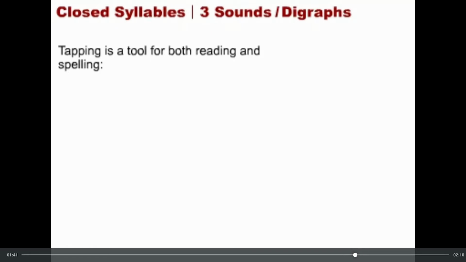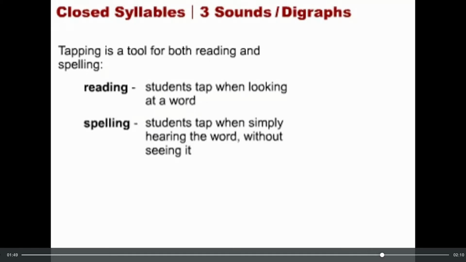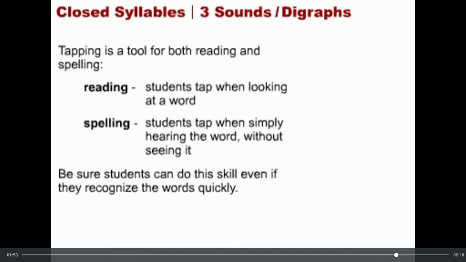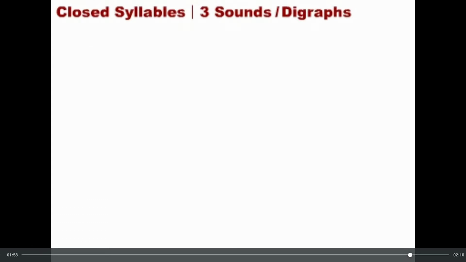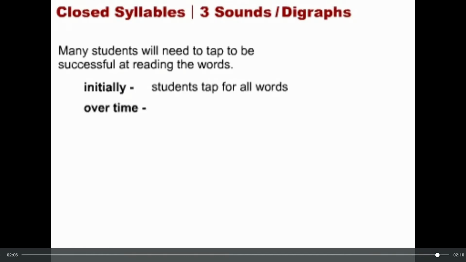Remember, tapping is a tool for both reading and spelling. For reading, have students tap when looking at a word. For spelling, have students tap when simply hearing the word without seeing it. Be sure students can do this skill even if they recognize the words quickly. On the other hand, many students will need to tap to be successful at reading the words. Initially, let them tap for all words, but over time, you want them to determine words without tapping.